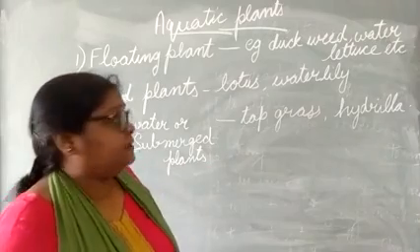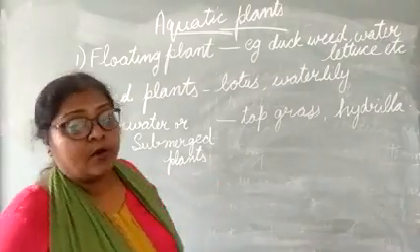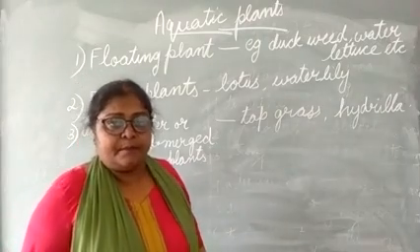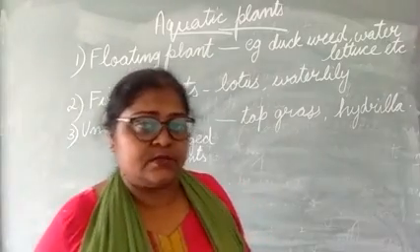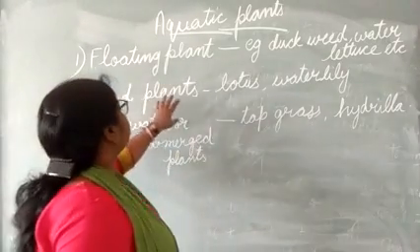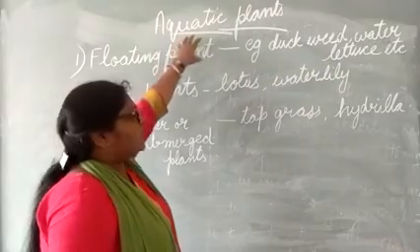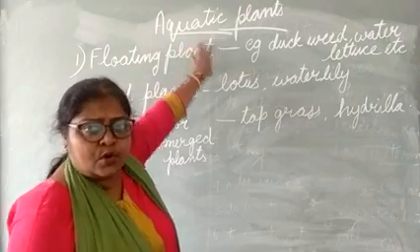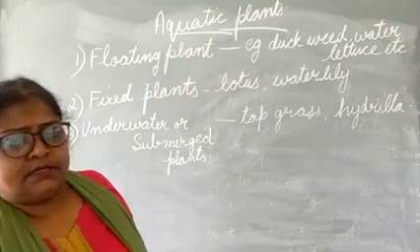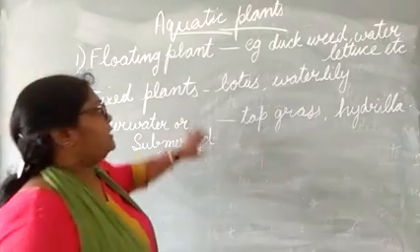Now today I will tell you about aquatic plants. A plant that grows in water is known as an aquatic plant. What is an aquatic plant? A plant that grows in water. That is called an aquatic plant.